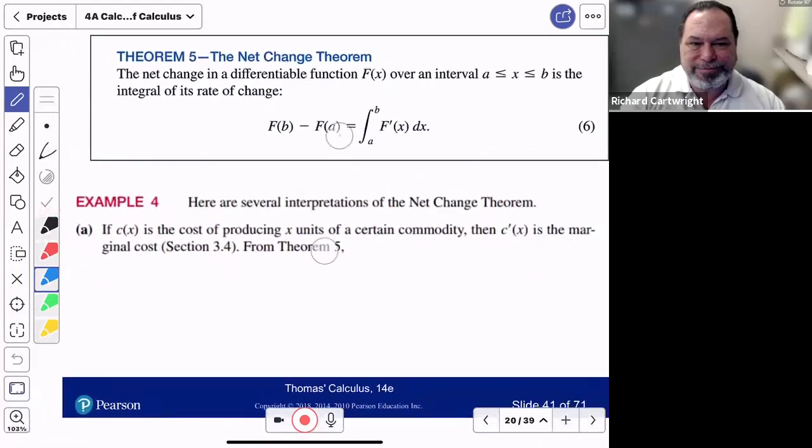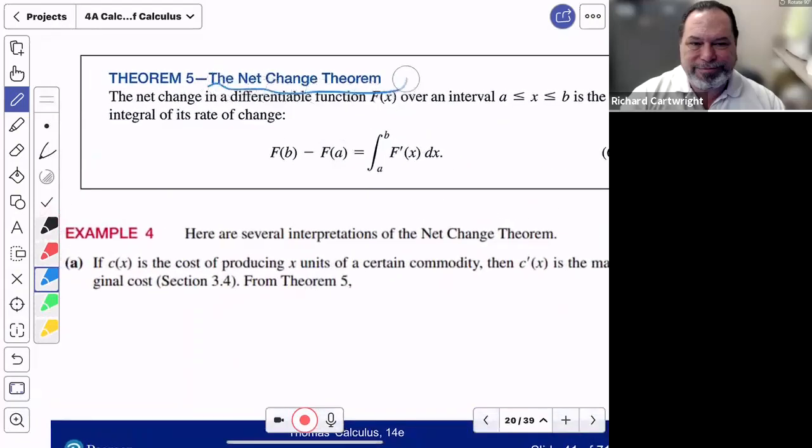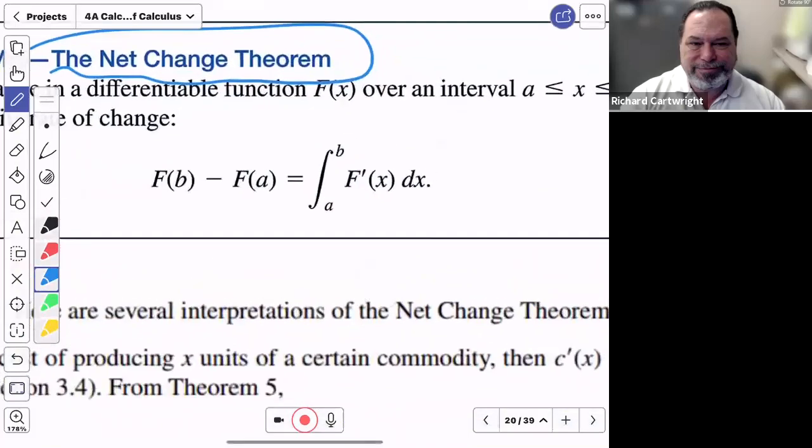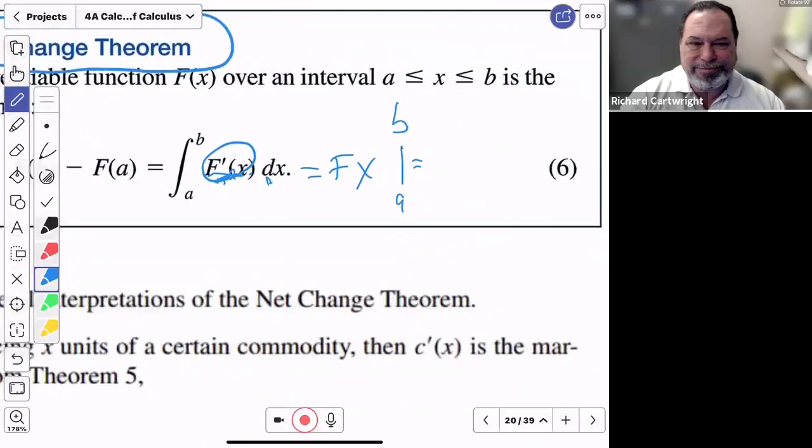All right. Theorem 5, the net change theorem. When you're integrating this rate, this is a rate because it's a derivative, and we always say, if I do the integral, I'm trying to get rid of the derivative. So that's why this part comes out to f of x. And then if I'm going from a to b, that's why I'm saying f of b minus f of a, and that's what he has here.